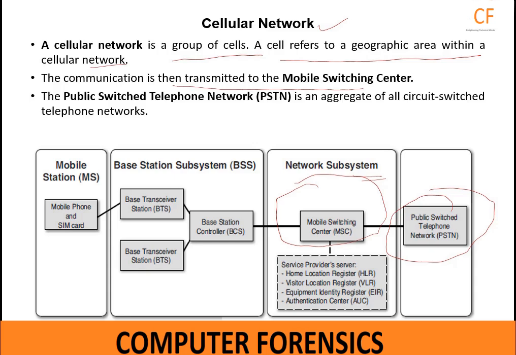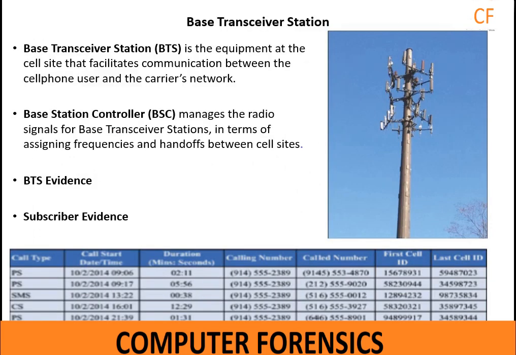The diagram details the path of a cell phone call, that is, the path from the mobile station to the PSTN through the base station subsystem and network subsystem. The base transceiver station, a cell site also known as a cell tower, can be a stand-alone tower or can be attached to a building or other structure, with 3 panels on each side.